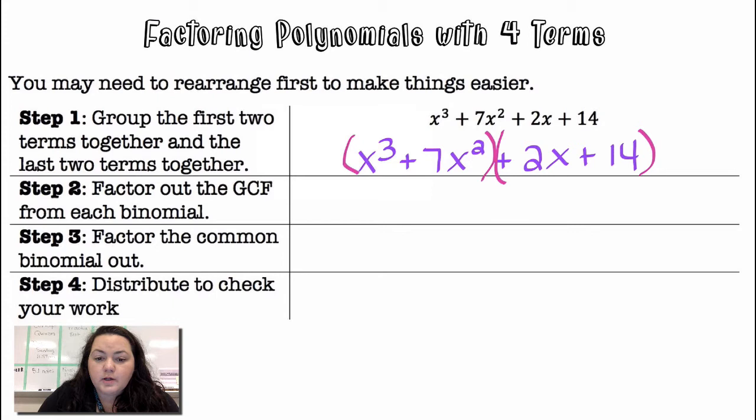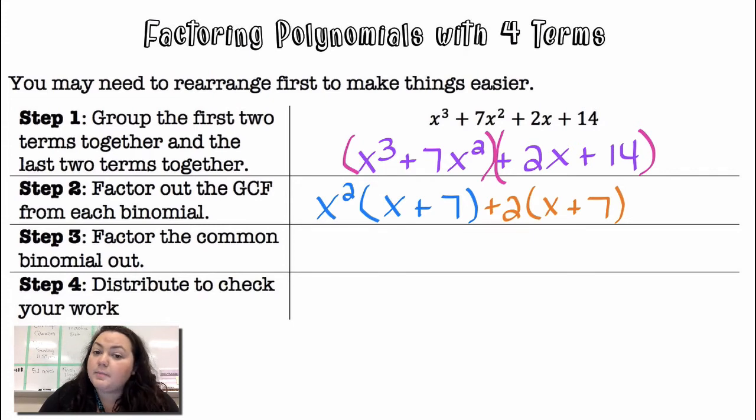So in the first one, this x cubed plus 7x squared, what do they have in common? Well, they have an x, and then the smallest exponent is 2. So I can pull out an x squared, and that would leave me with x plus 7. In the second one, I have 2x plus 14. Well, 2 goes into 2x, and 2 also goes into 14. So I could pull out a 2, and that would leave me with x plus 7. Then you should have a common piece. So the x plus 7 is common in both of them.